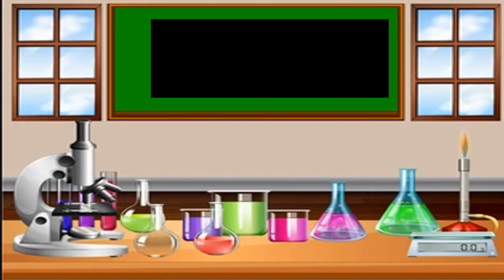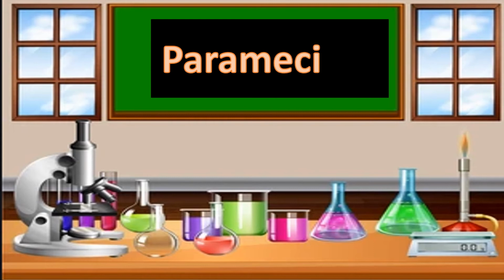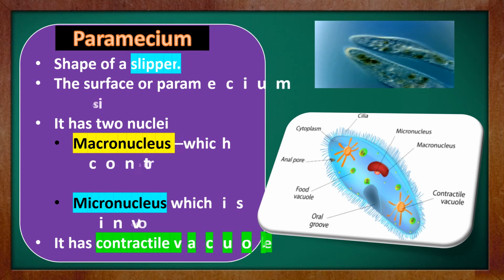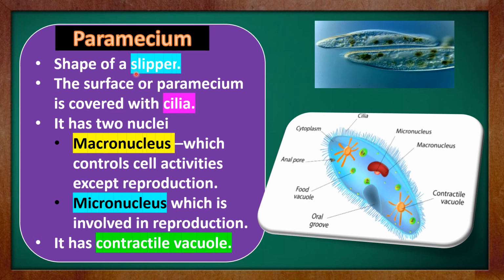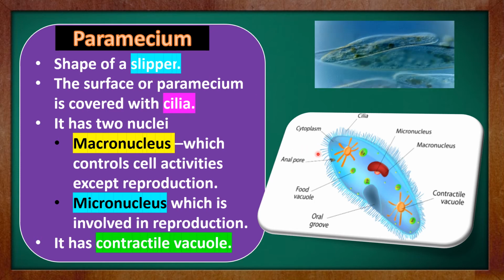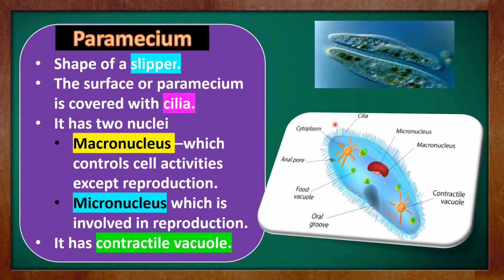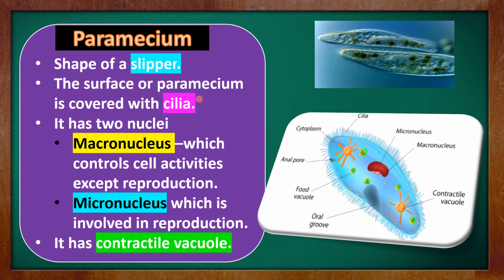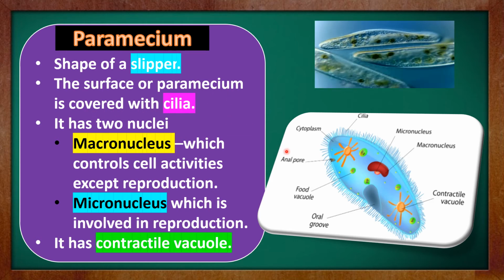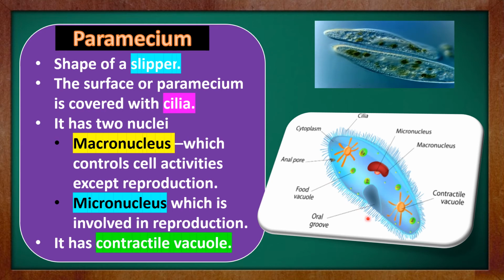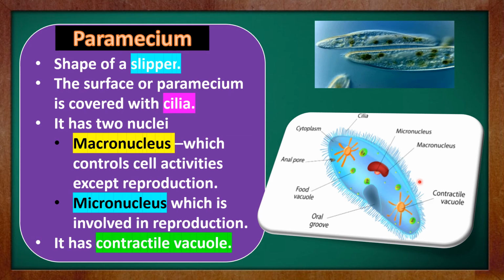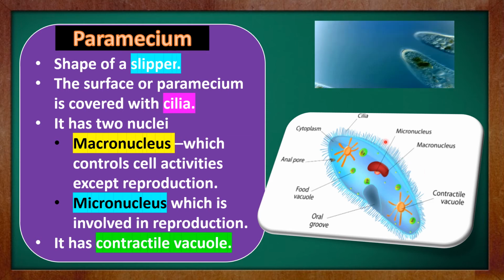Okay, this time let's proceed with our discussion about Paramecium. The following are the characteristics of a Paramecium. Paramecium has a slipper shape, like this one. The surface of Paramecium is covered with cilia. This is the reason why Paramecium can move, because it's ciliated. It helps them to move.